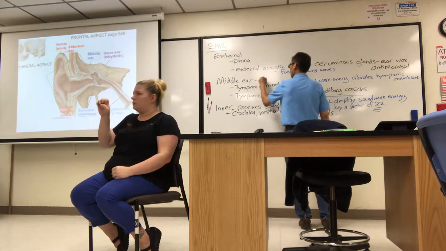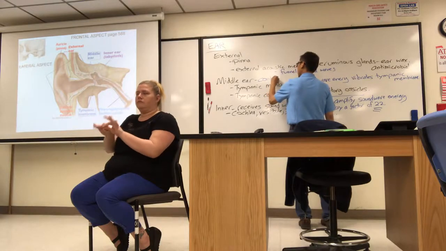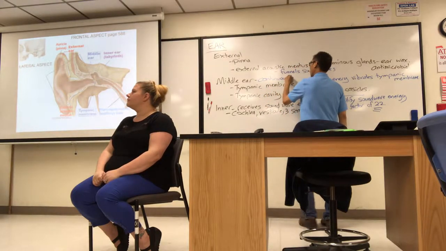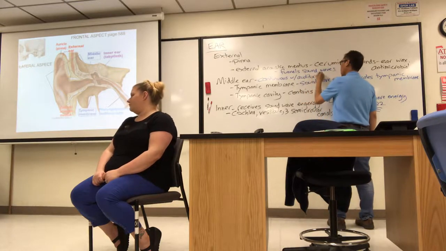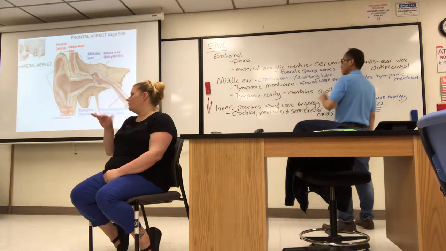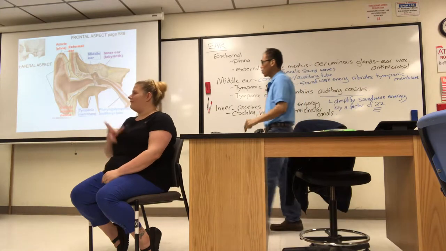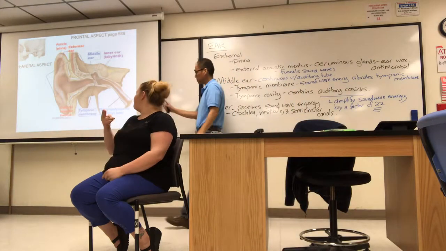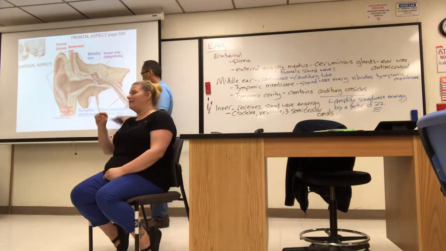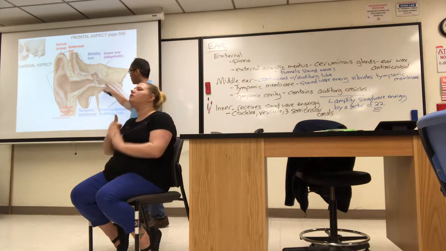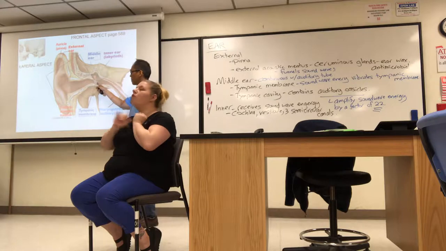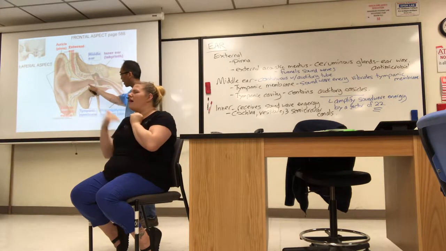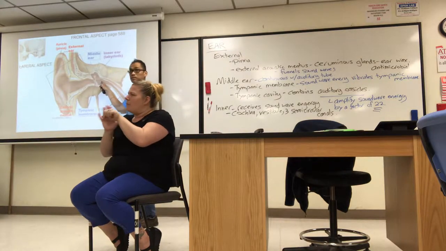Continuous with the auditory tube. The fancy name is pharyngotympanic, because the pharynx is your throat. Okay. So this tube, basically, the idea is you have this tight membrane, and you want the pressure to be equal on both sides.